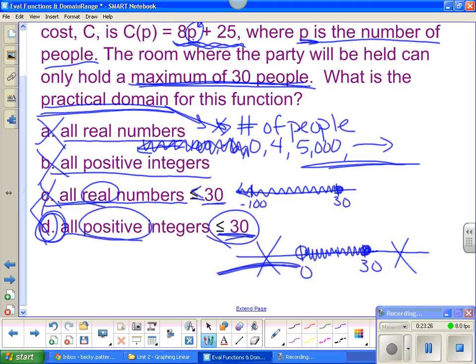So practical domain just means what makes sense. Domain, you've got to go figure out who the x's are, and here that is people.